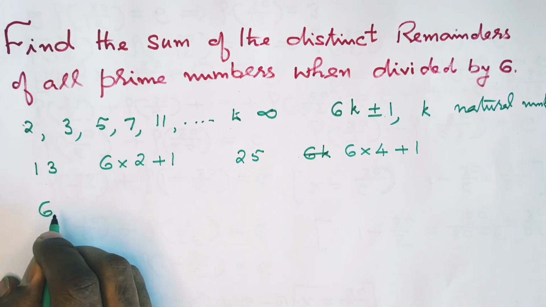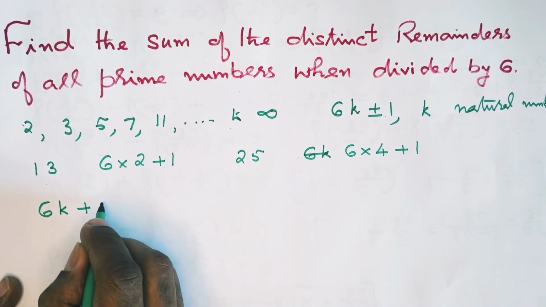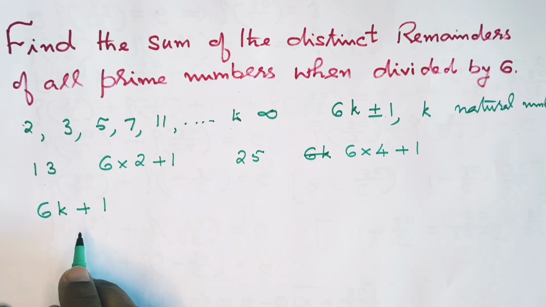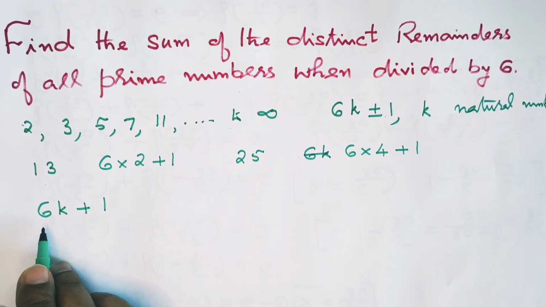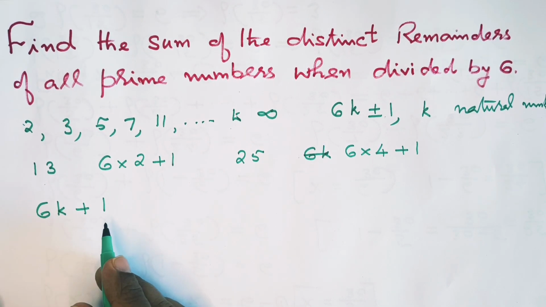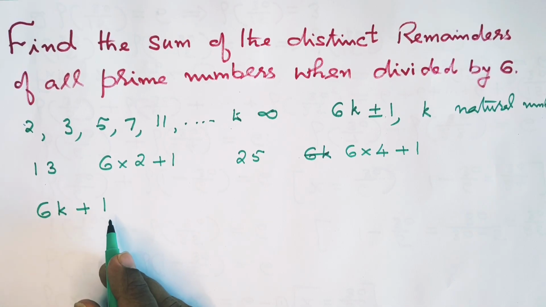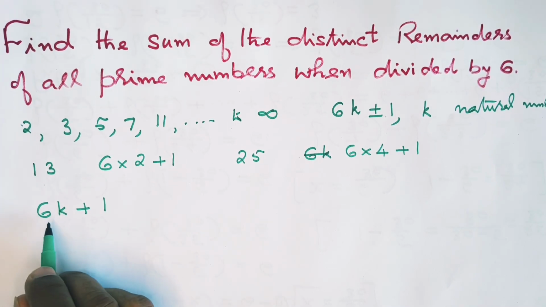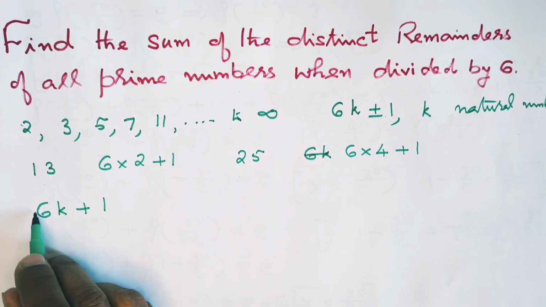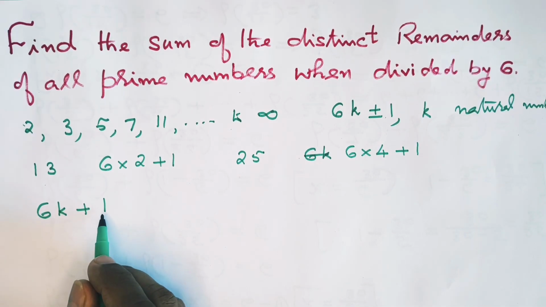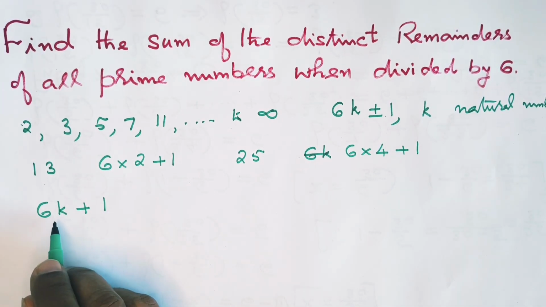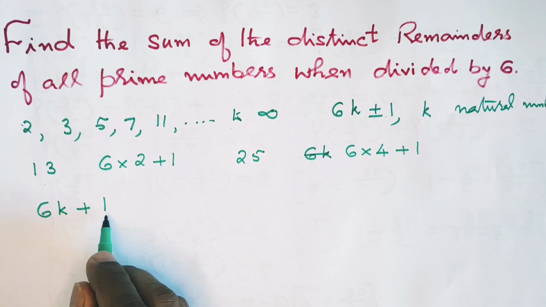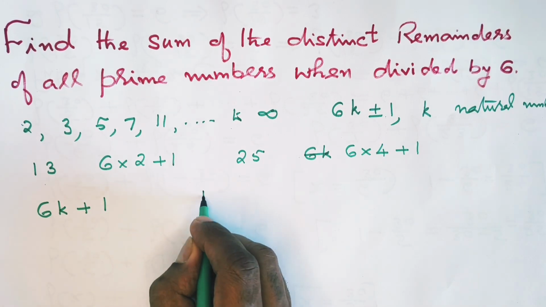Let's look at prime numbers that are expressible in the form 6k plus 1. What will be the remainder of a number in this form when divided by 6? Obviously, that is 1. Because when you take a number like this, this part is divisible by 6 and 1 is the remainder. So, prime numbers of the form 6k plus 1 will leave remainder 1.